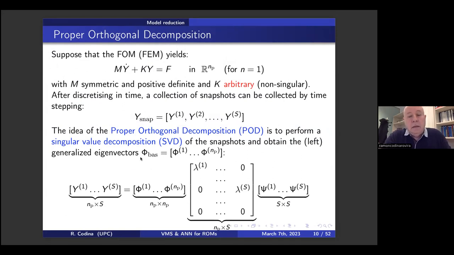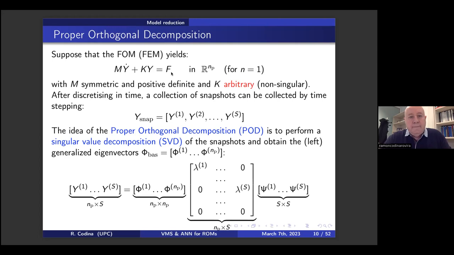So Y, to fix ideas, we may think of as the array of nodal unknowns of the finite element function, the finite element unknown. So we may think of a Lagrange interpolation, so that Y are the nodal unknowns of the unknown function. In this case, to simplify the notation, I will consider that we only have one unknown per node, and therefore this ordinary differential equation is of size np, the number of points, the number of nodes of the finite element mesh, but the extension to a different number of unknowns is straightforward.